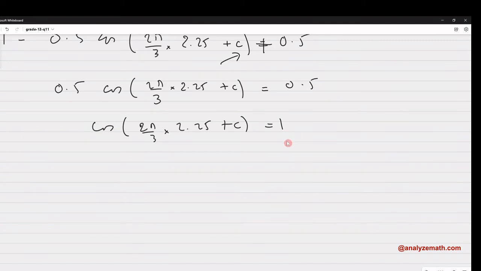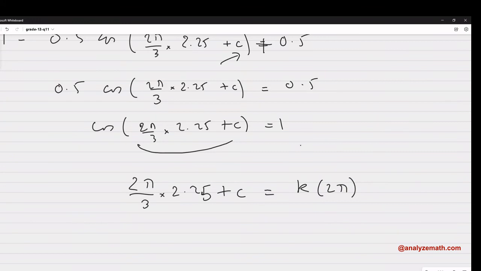Now the cosine is equal to 1 for many, many values. The cosine is equal to 1. That means this quantity here, 2 pi over 3 multiplied by 2.25 plus c is equal to k2 pi. So this problem has got many solutions, an infinite number of solutions. And of course k can be 0, plus minus 1, plus minus 2, and so on. Now this method is good because it allows you to find an infinite number of solutions and then select the one that they're asking you to find.